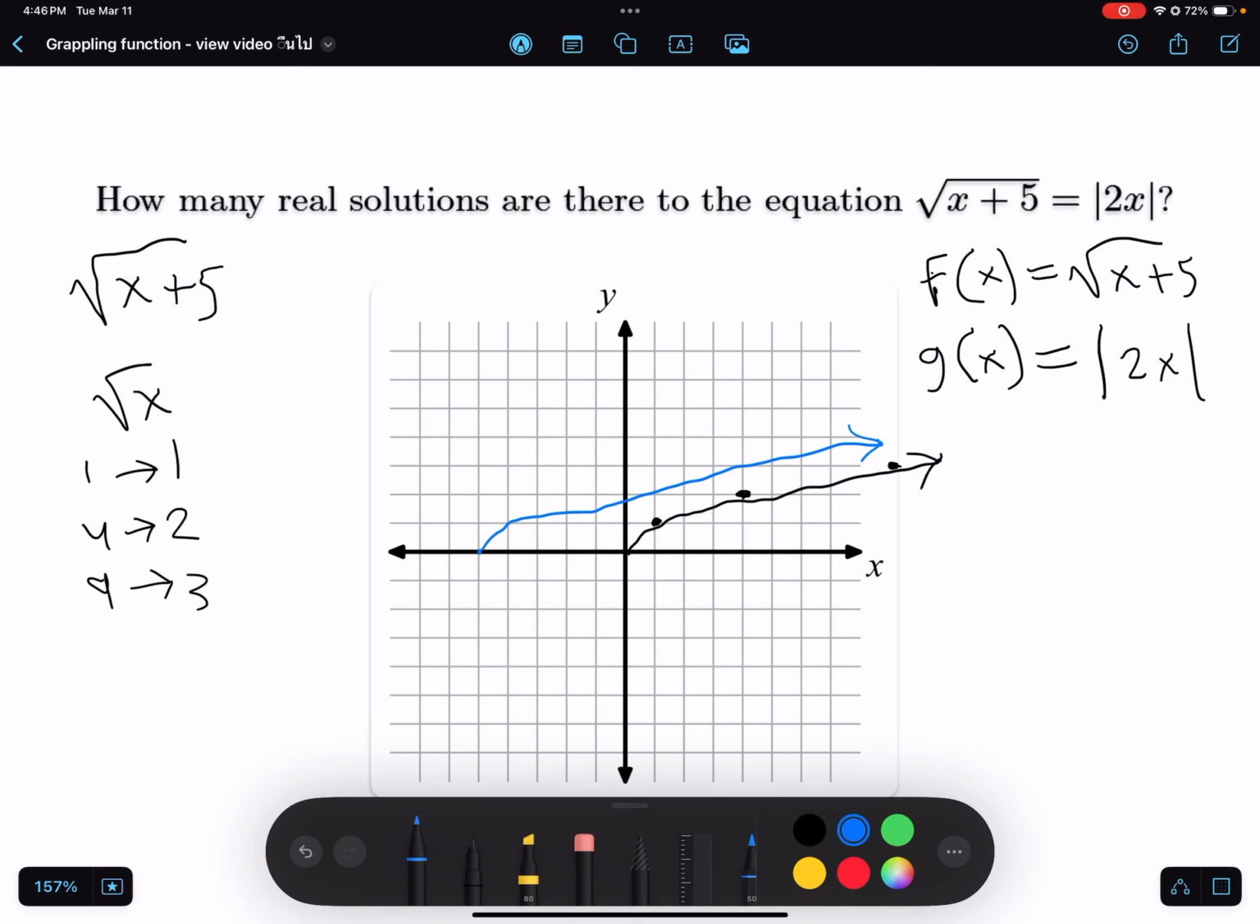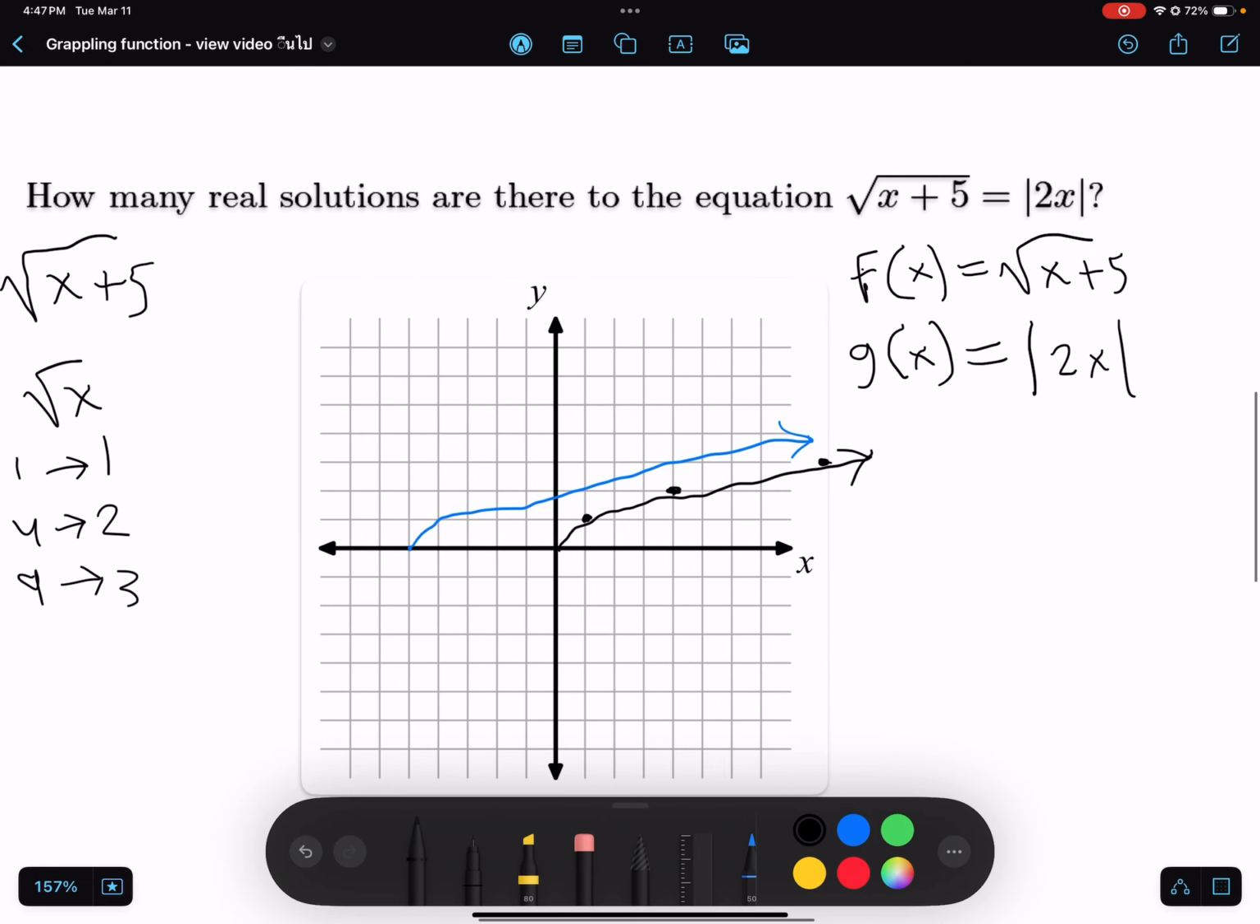So that's what generally it's going to look like. All right, so we've successfully graphed square root of x plus 5. Now we move on to absolute value of 2x. To do this, since finding the absolute value of 2x might be a little bit difficult, why bother with that when we already know how to find the graph of absolute value of x?